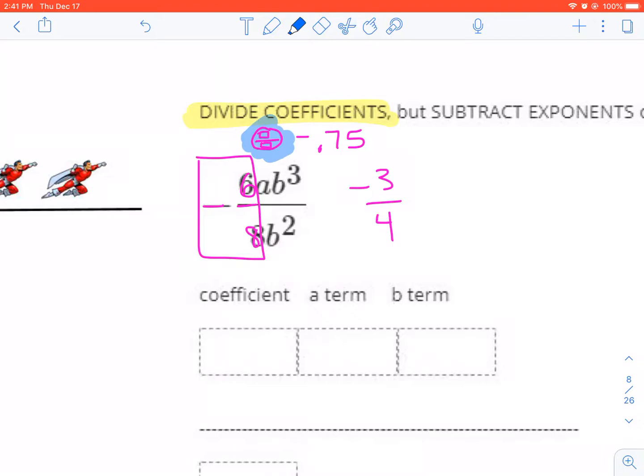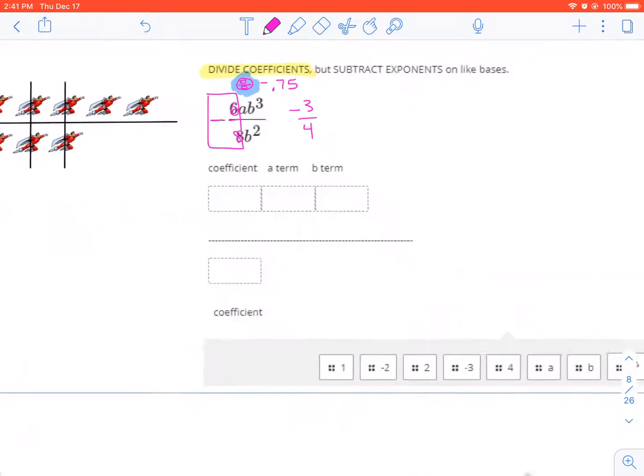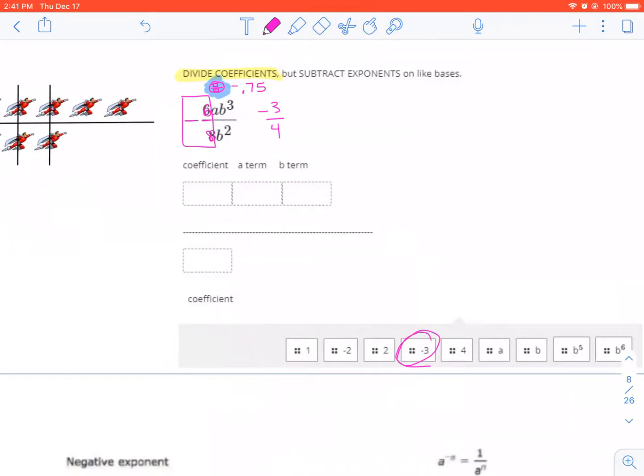So we want to keep it not decimals. We want to make it a fraction. We want to keep it in that fraction form. So the very first part of our answer is going to be -3 on top, and then we have our 4 on the bottom. And that's what it's talking about when it says coefficient. So that's like the beginning number.